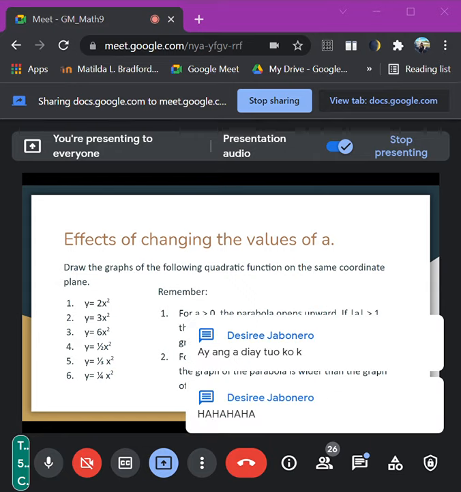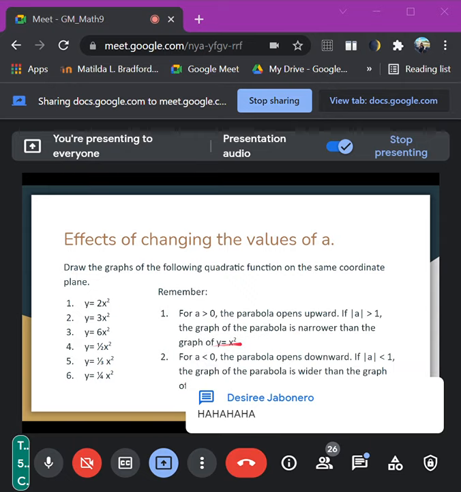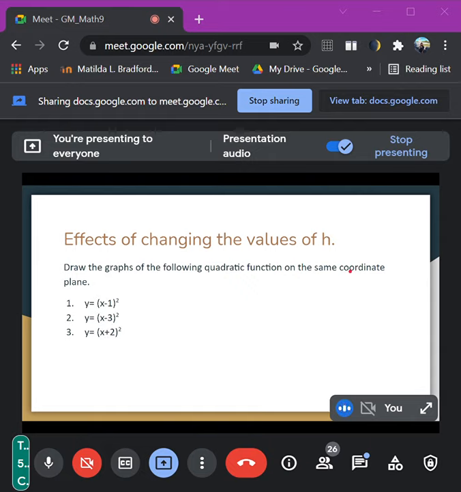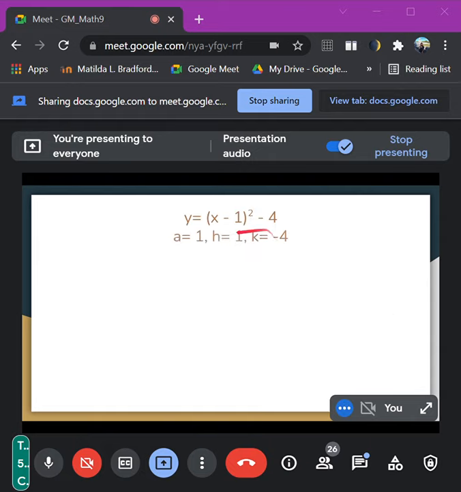And then, if our A is greater than 1, our parabola is narrower than our y is equals to x squared. So, we can say for our given earlier, since its A is 1, the parabola opens upward, and our parabola is narrower than our parent function y is equals to x squared. Don't forget, as long as it is greater than 0 or greater than 1, upward and then narrower. As long as it is less than 0, the parabola is downward, and if its A is less than 1, that is wider. Okay? So now, going back to our given, we can say that our graph is upward and narrower than our parent function.